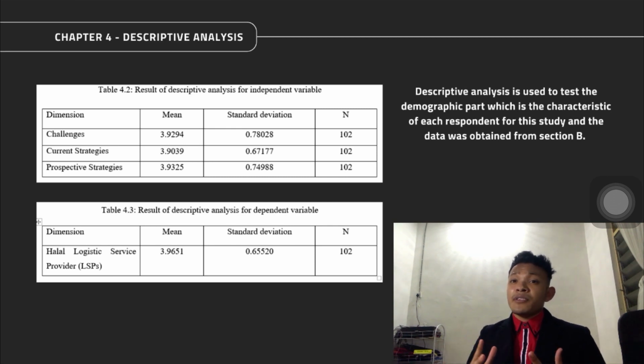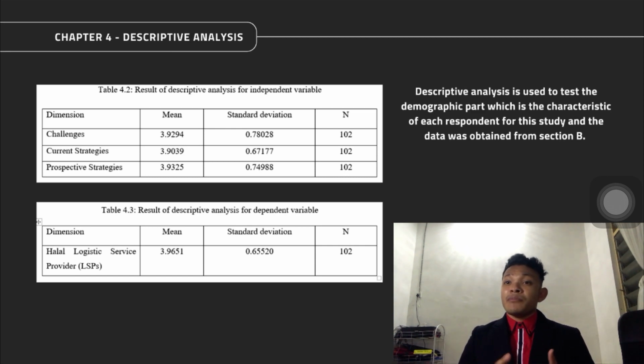As shown in table 4.2 and table 4.3, the result of descriptive analysis, which examines the mean and standard deviation, are presented. Based on the result for independent variable in table 4.2, challenges, current strategy, and prospective strategy reported the mean at 3.93, 3.90, and 3.93. Meanwhile, the result for dependent variable in table 4.3 is 3.97. From the overall result, the value of mean is above 3.50 and the standard deviation is lower than 1.03, which means that all the factors were agreed upon by respondents and accepted.